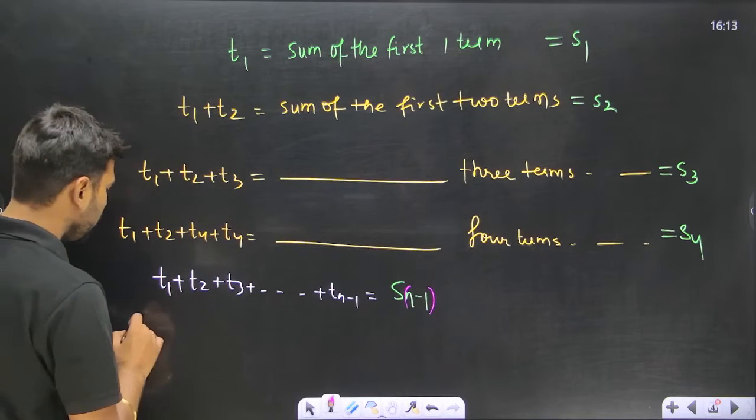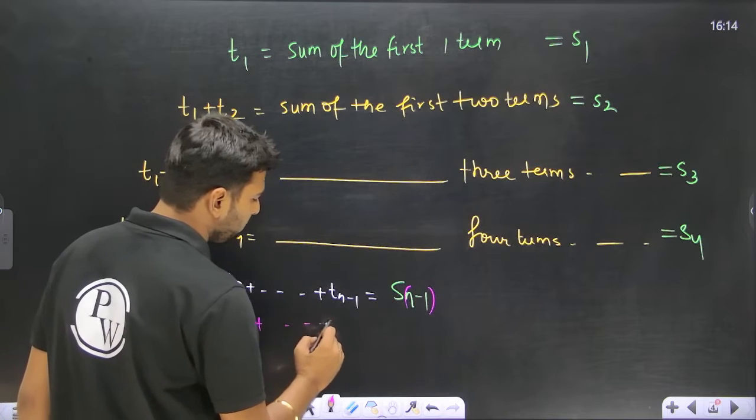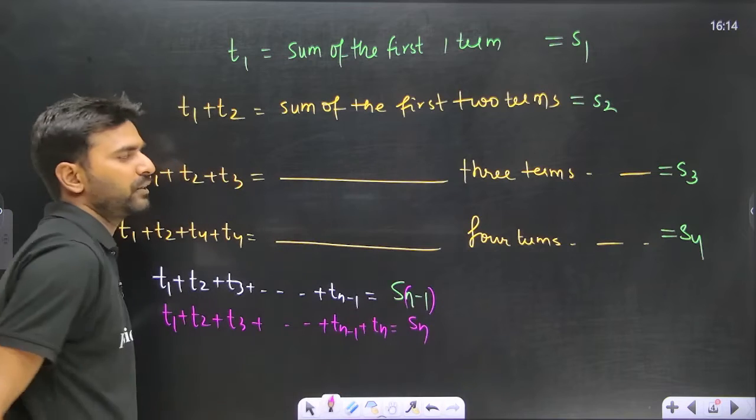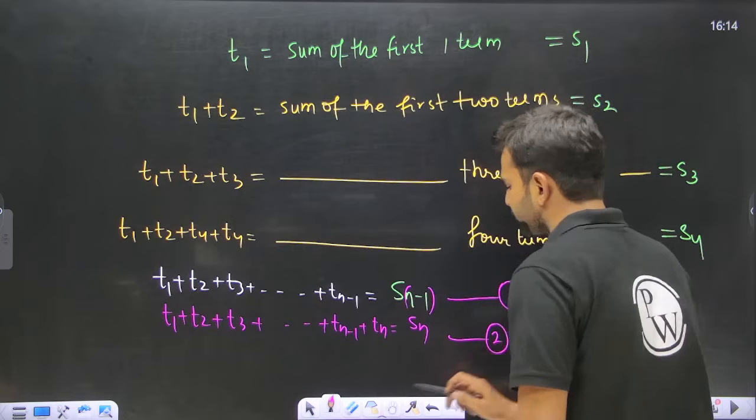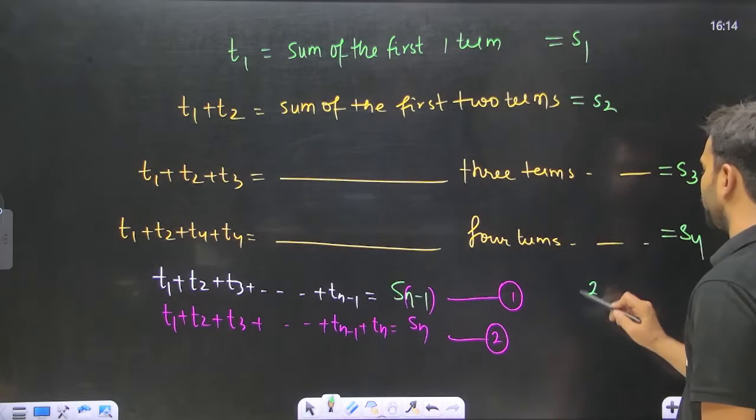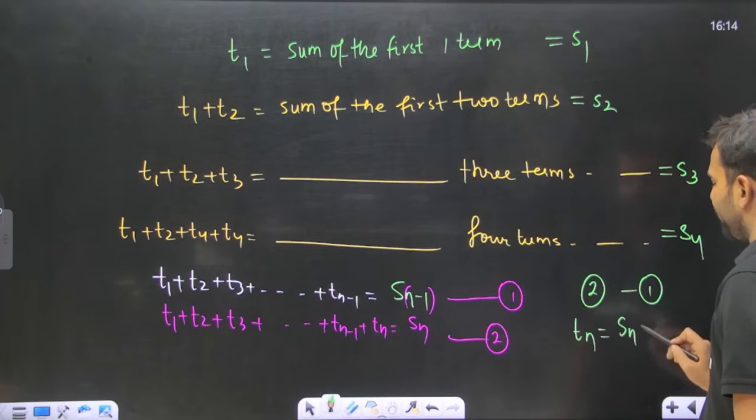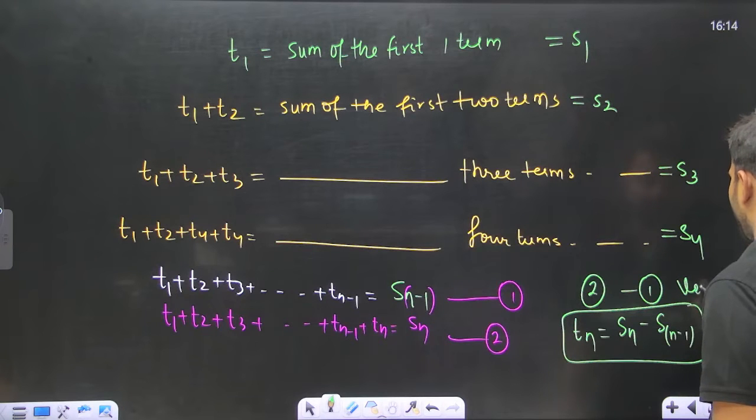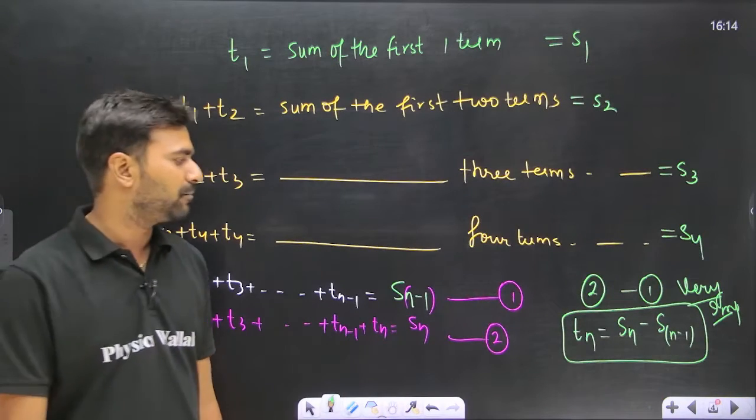And also if you see T1 plus T2 plus T3 and so on till Tn this time, it is going to be the sum of the first n terms, so it will be denoted as Sn. Now if I call this 1 and this 2, in general if I do 2 minus 1, we can say that on the left hand side only Tn will remain, and on the right hand side Sn minus 1 will come. So this is a very important formula.